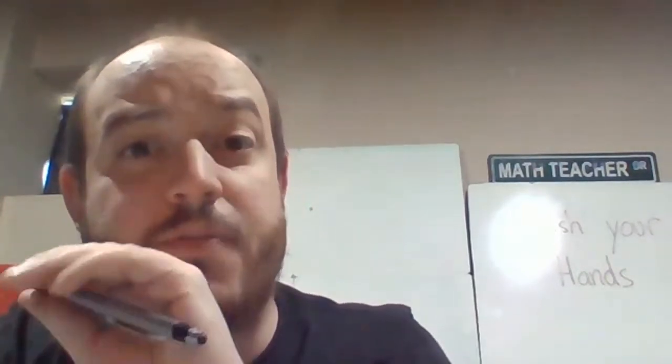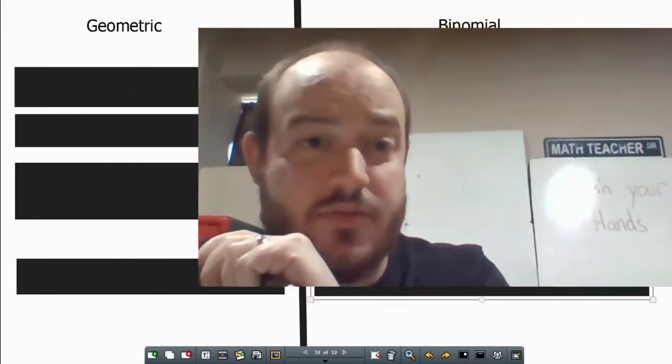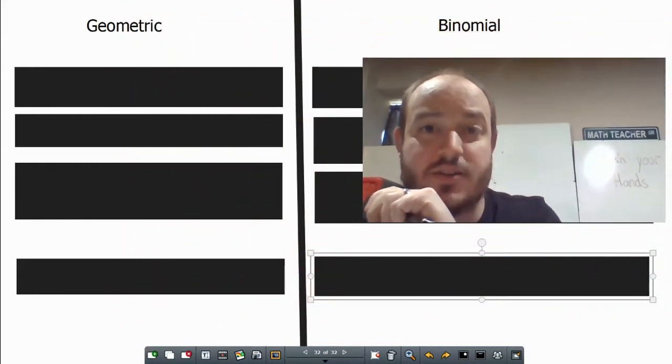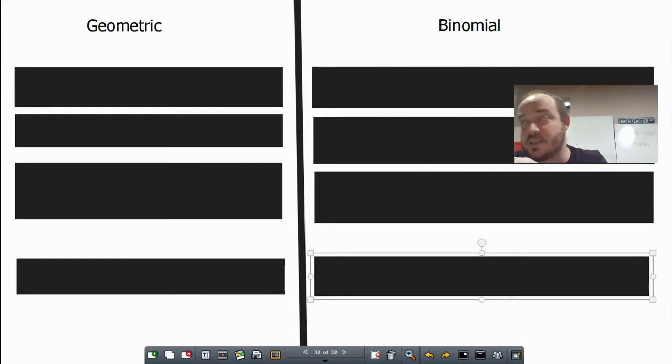So before we completely call it quits, I do want to do a quick review of the two side by side, just so we can talk about what's the same, what's the differences between a geometric distribution probability question and a binomial distribution probability question. Okay. So the first thing is, what actually defines a geometric versus a binomial probability?